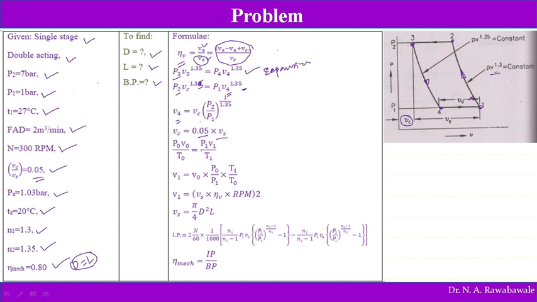Then PV is equal to mRT, so PV divided by T is equal to mR, which is the same in both conditions. So P0V0 divided by T0, the ambient air condition, equals P1V1 divided by T1, the inlet air condition. From this we can find the volume of air at inlet by knowing V0.